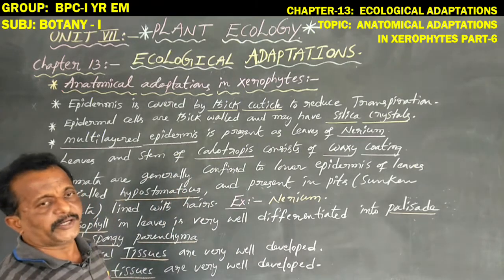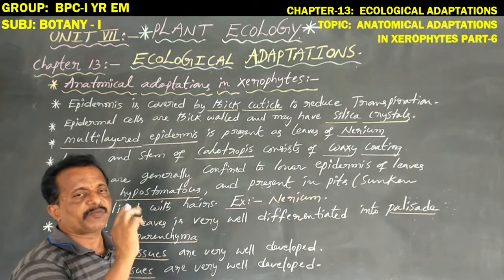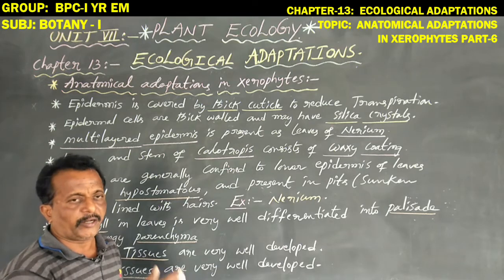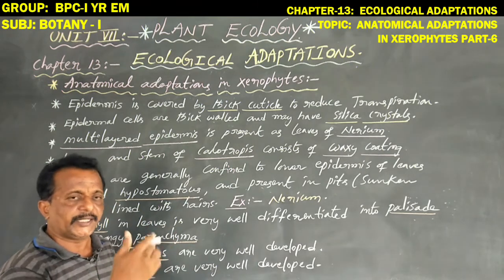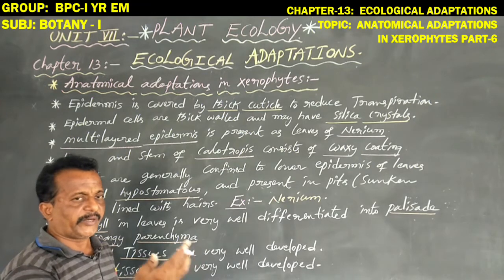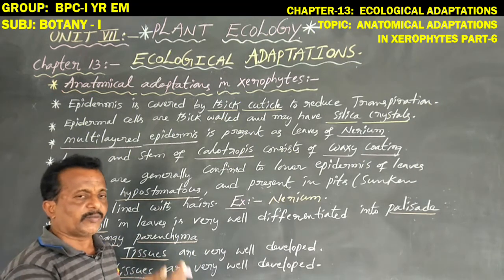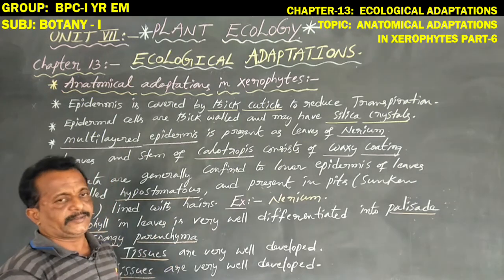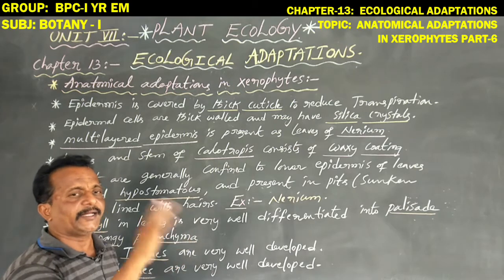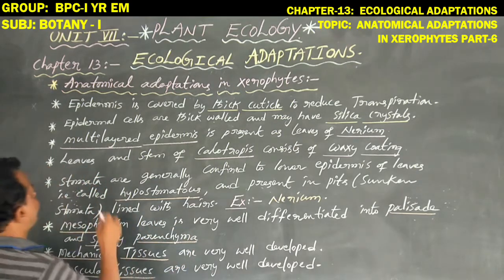This is very important here. Especially in Nerium, the epidermis is multi-layered, with more than two layers. Generally the leaves of all plants contain two types of epidermis, the upper epidermis and the lower epidermis, and both are single layer. But in xerophytic plants, the Nerium leaf contains a multi-layered epidermis, especially the upper epidermis.